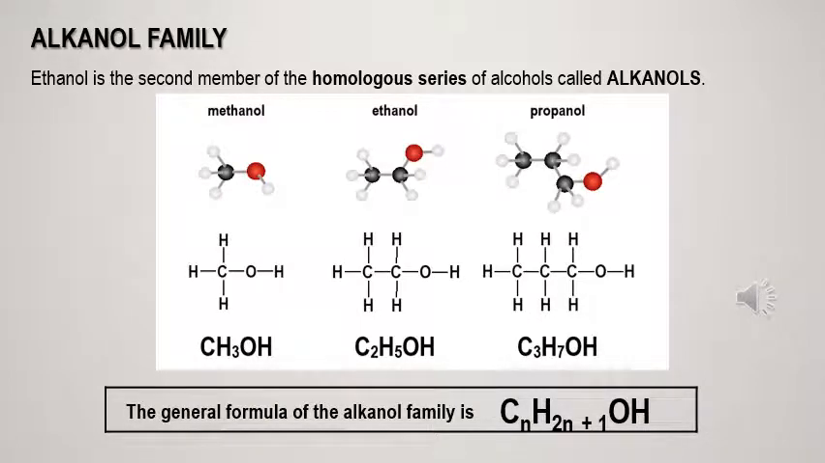This slide shows the first three members of the alkanol family. Just like with the hydrocarbons, the member of the family with one carbon atom is known as meth, and it's known as methanol because it's an alkanol. With 2 carbons it's ethanol, and 3 carbons is propanol.